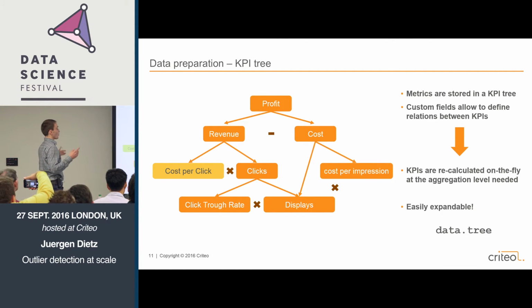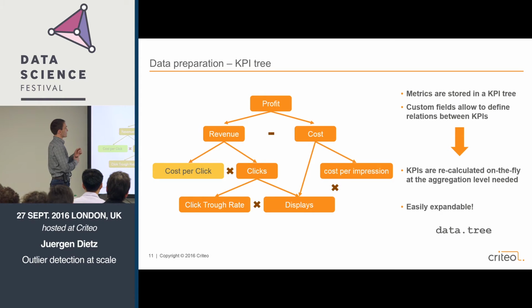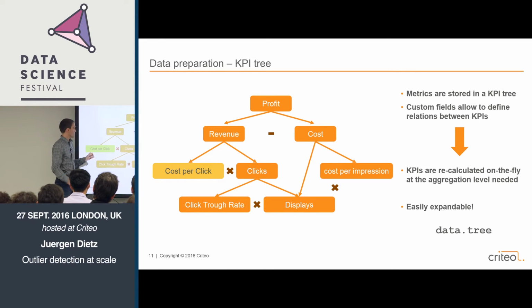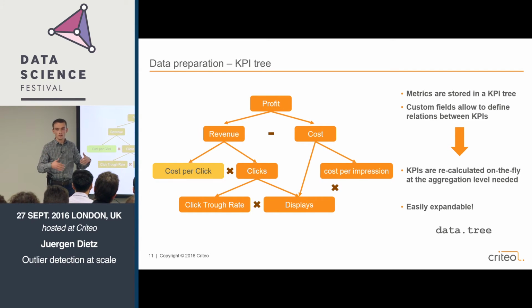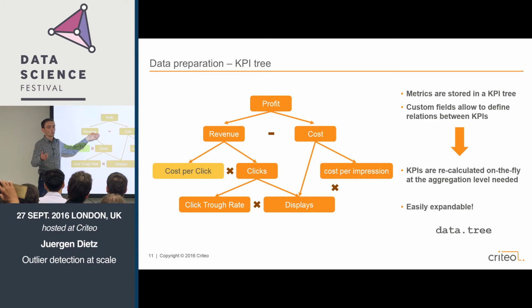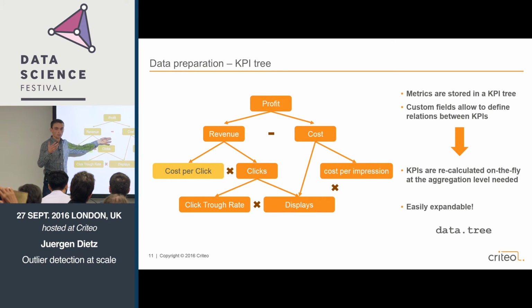Right. So one great thing about this data.tree package is that you can define custom fields. So each element in the tree, we can give it properties. And in this case, we give it arithmetic relations. So the tree knows that profit is revenue minus cost. And that allows us that, say, if we have the data at a campaign level, so for each campaign, we have cost and revenue, but we want to analyze it at a country level, then we can use the information stored in the tree to sum those quantities and recalculate at the higher hierarchy level of a country, right? Without manual intervention.